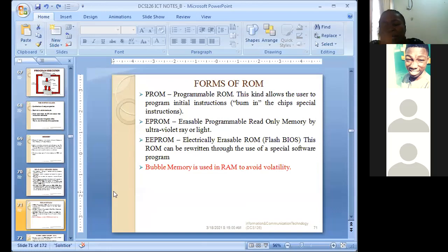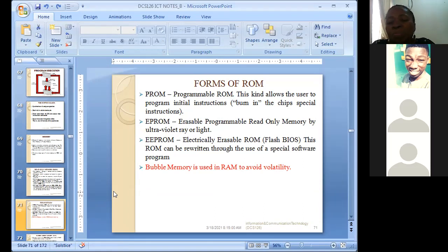There are different forms of ROM. Basically, we have them as three forms. We have the PROM, the EPROM, and then EEPROM. Now, already you know what ROM is. You know that ROM cannot be changed. Once you store anything in ROM, it is there permanently.